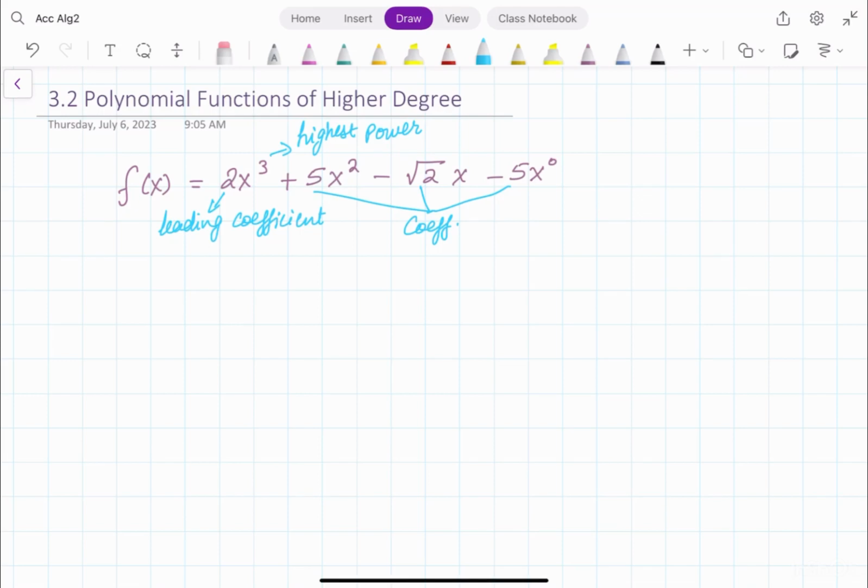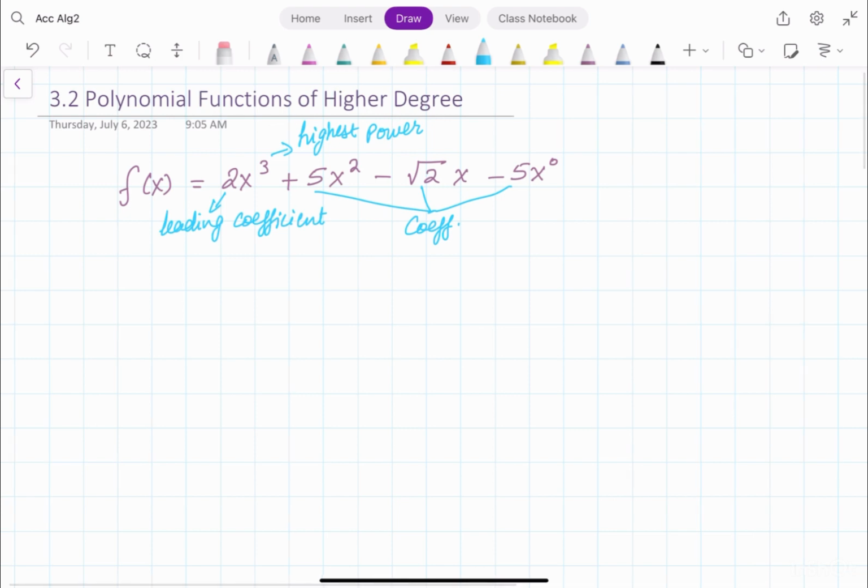As you can see in this function, 2 is the leading coefficient because the x has the highest degree. The other numbers, 5, radical 2 and 5, are just the coefficients of the function. So there are a few components of this chapter.